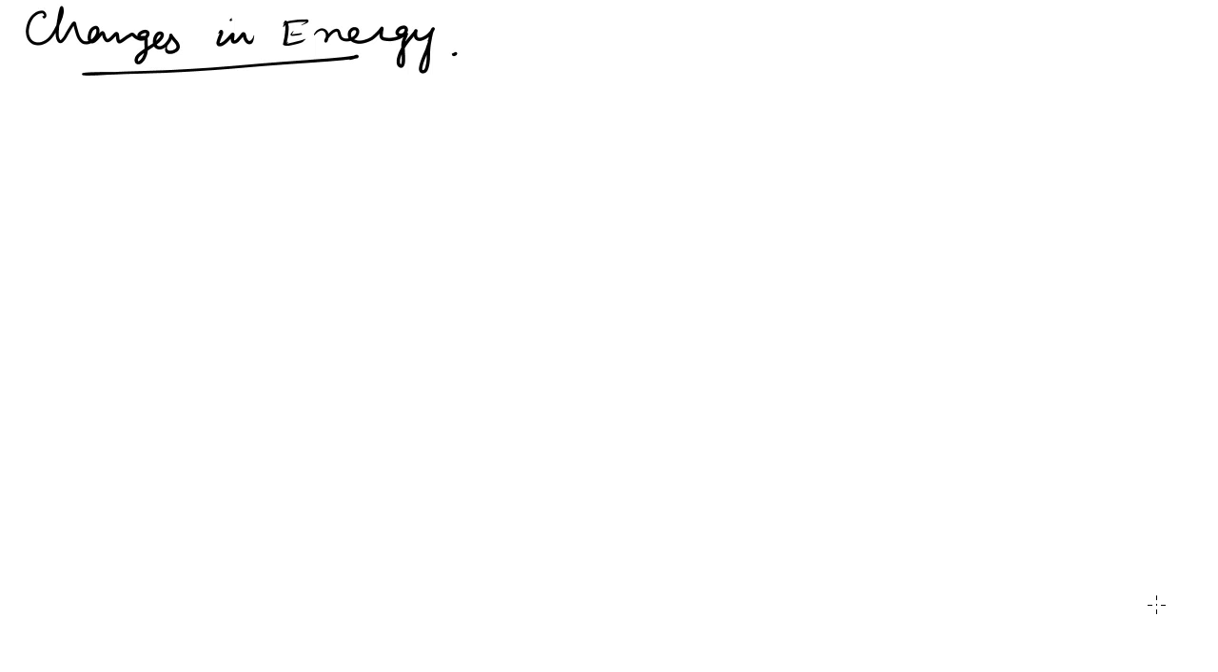Hi, so in this video we'll continue our chapter of energy for GCSE AQA Physics Combined Science. Over here we'll discuss the changes in energy. Now before that we have to understand what the types of energies possessed by an object are. Let's suppose a moving object has kinetic energy.